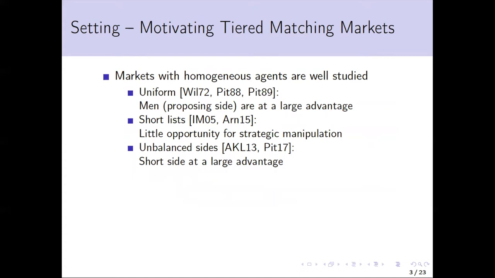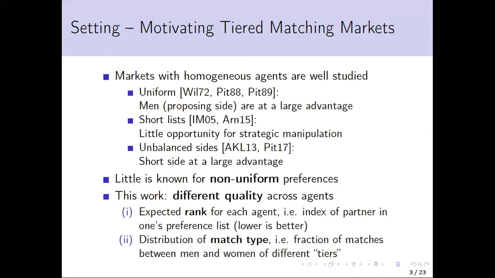We have seen a bunch of literature studying the behaviors of stable matchings in markets where the agents' preferences are homogeneous, or the preferences are uniformly random. This can be seen in various literature from even many decades ago until recently, on balanced and unbalanced markets. However, we generally know very little about markets where the preferences are non-uniform. That means the distribution of preferences is not uniformly random. So this work will be devoted to studying the difference in quality across agents on both sides.